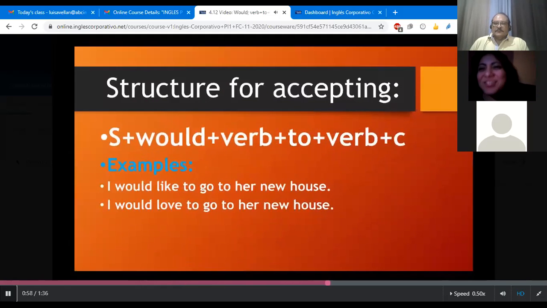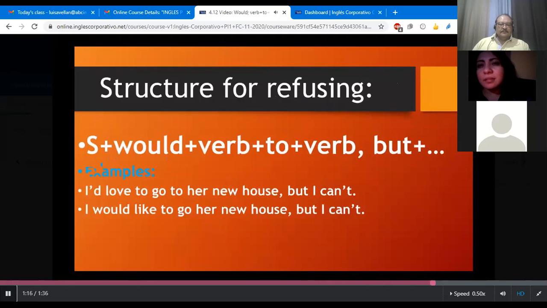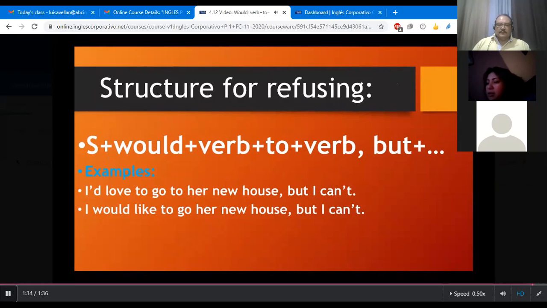In order to accept an invitation, we need to follow the structure: subject plus would plus verb plus to plus verb, plus complement. Examples: I would like to go to her new house. I would love to go to her new house. And when we need to refuse an invitation, we need to follow this structure: subject, plus would, plus verb, plus to, plus verb, comma, but, plus complement. Examples: I would love to go to her new house, but I can't. I would like to go to her new house, but I can't.